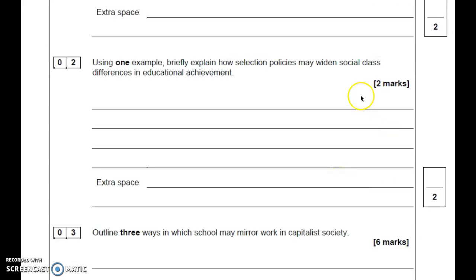The second short question is another 2-marker. This one is asking you for one example, explain how selection policies might widen social class differences in educational achievements. So you've got quite a few hooks in the question that you've got to contend with here. You've got to give an example. You've got to talk about a selection policy and then the impact of how it widens social class differences. So the example is for this first section here, an example of a selection policy. For this question, you could have mentioned the 11 plus and said for the second mark, how did that widen the educational differences in class? Well, middle class kids are more likely to pass the 11 plus, and that meant they are more likely to go into grammar schools and get academic achievement. So that could be one way.